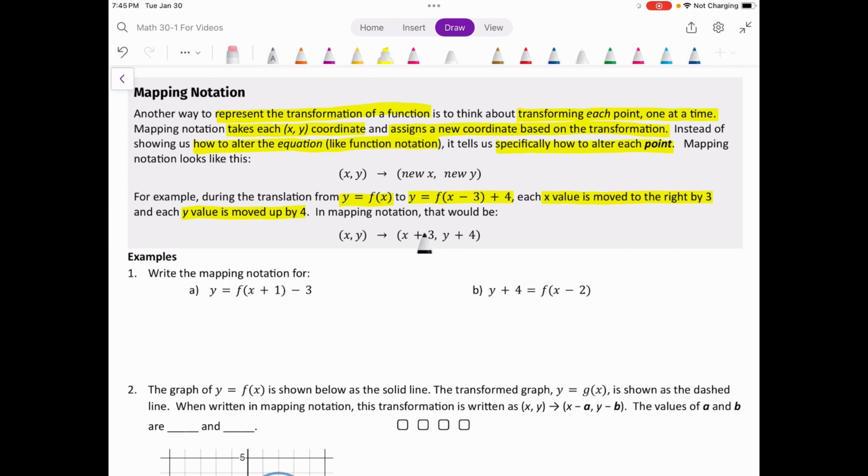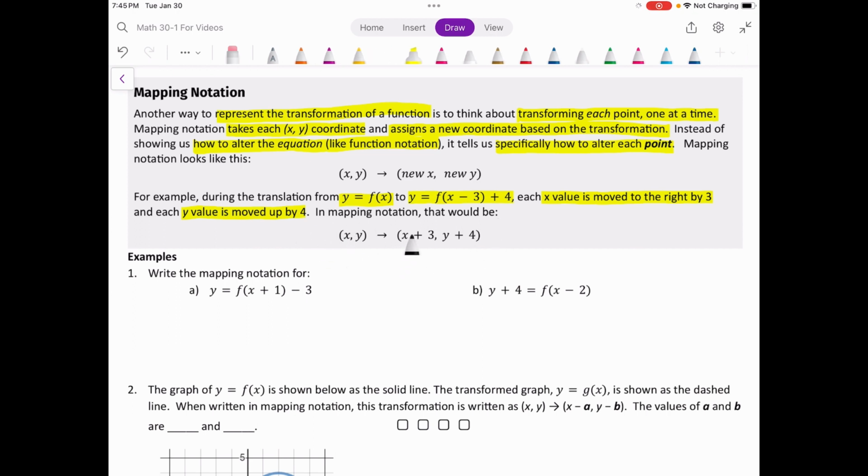Well, what we're going to do to every x if we move it 3 to the right is add 3 to it, right? If it used to be at 0, now it's at 3. If it used to be at 7, now it's at 10. We're just adding 3 to it to move it 3 to the right. So this is a little more literal and direct. It says every x is getting 3 added to it if we translate something 3 to the right. Every y is getting 4 added to it if we're shifting it up by 4. And that's how we represent mapping notation.